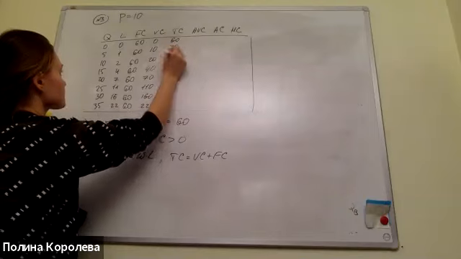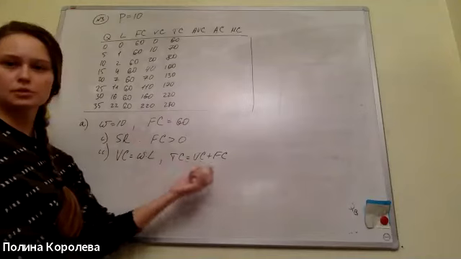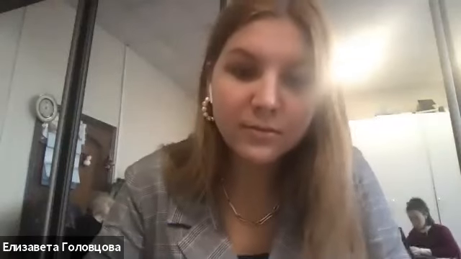Total? Total is at first 60. Then 70, 80, 100, 130, 170, 220, and 280. Yes, thank you. So how do we find total? We should sum up variable and fixed, and that's all.